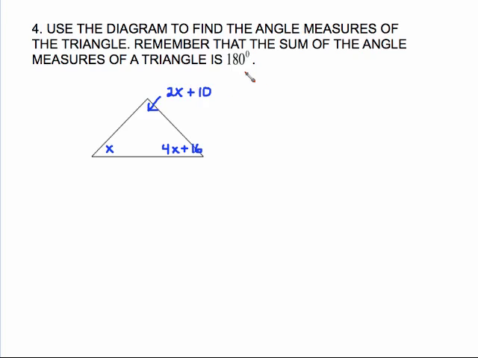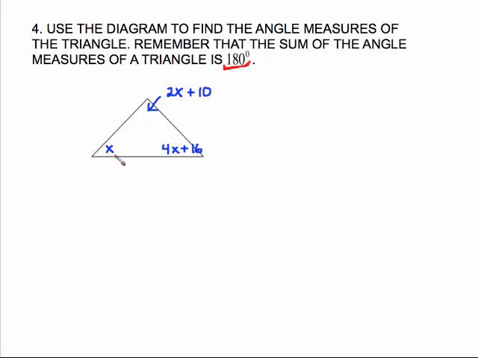Another one where we'll have to look at 3 different expressions, but this one is already named out for you because it's put in the triangle. It says, use the diagram to find the angle measures of the triangle. All we have to do is add these up equal to 180. You should remember from your geometry days that the sum of the angles in a triangle is 180. And if you don't remember, well, it's sitting right there in the problem for you.